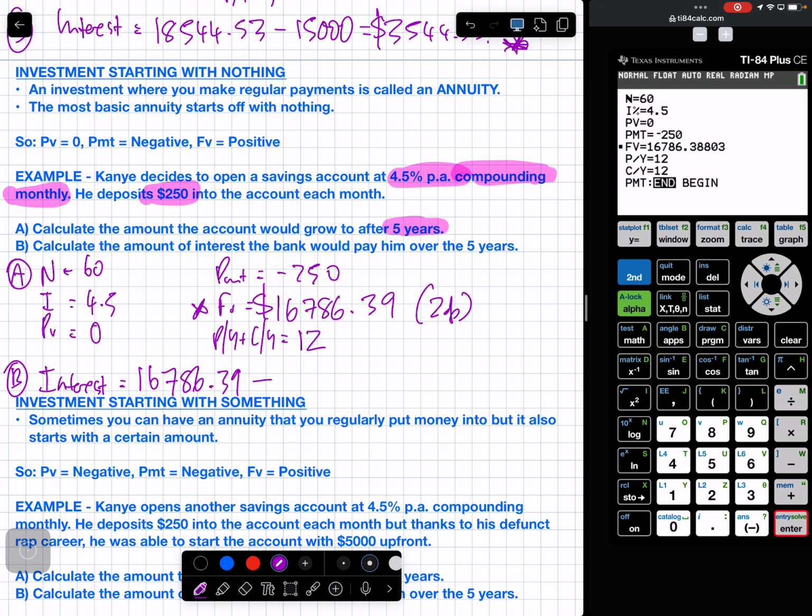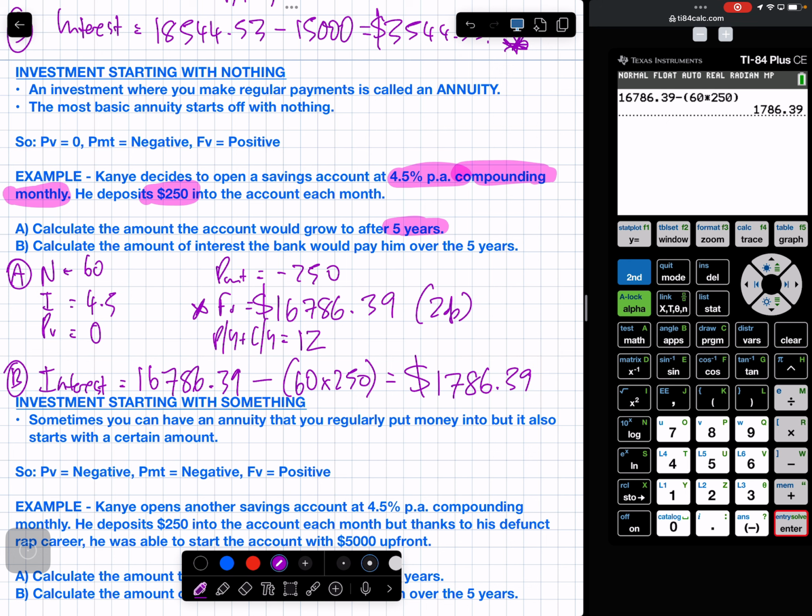But how much did he put in? How many times did he pay $250 into that account? 60 times. So you need to minus 60 lots of 250. It's not actually that nice. 16,786.39 minus 60 lots of 250. The bank's only giving him $1,786.39 of interest. It's still better than nothing. It's still close to $2,000 for sitting your money in the bank for 5 years, but it's not as good as what you'd get otherwise, because you put in quite a lot of money, okay?